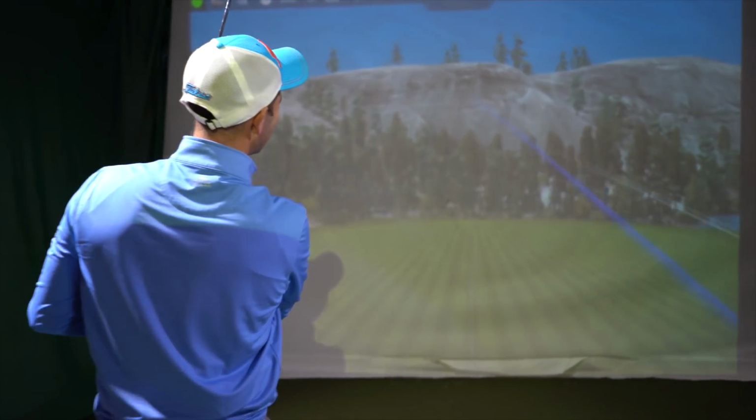Good effort with that amount of twist. So you can see that ball is only just slightly left of target. You set that face up at 20 degrees left. The path is 6.8 into out, when normally your path down would be what? About 2 degrees into out.